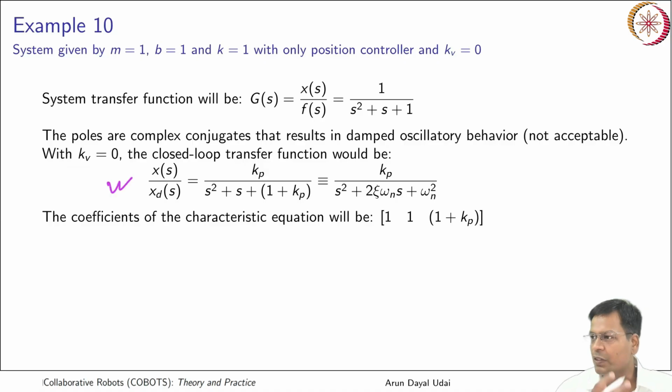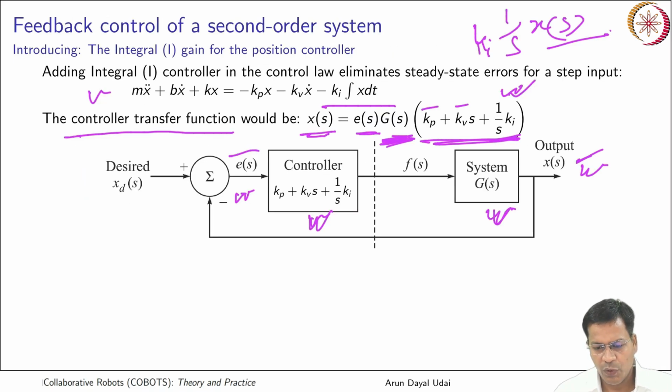Okay, so for kv equal to 0, the closed loop transfer function would be, if you just take your system which was just calculated now, xs by xd is equal to kp by s square plus s by 1 plus kp, with kv equal to 0. So I'll just show you the slide which related both of them, xs by xd in case of this type of system. If you don't have any ki, you don't have any kv, it is only kp which is here.